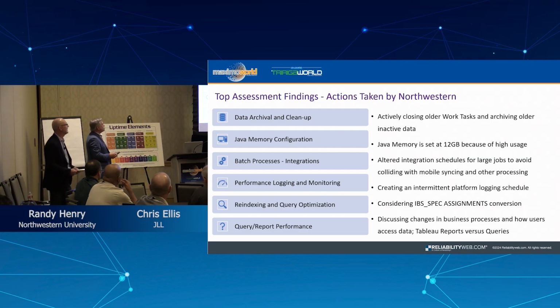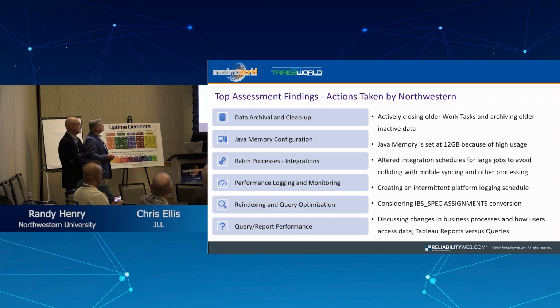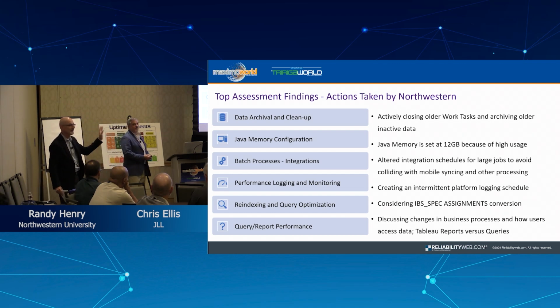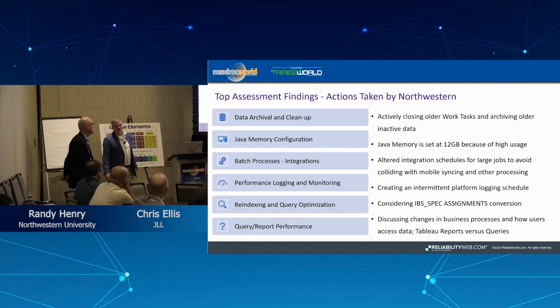Well, the first one is something that we did take to heart, and we worked with the stakeholders, and they did start closing a lot of the older work tasks or completed work tasks, and archiving some older data, which they just didn't need on a daily basis. The Java memory setting, I think what you had said it was optimized between 6 and 8 gigs. We found just because of our high usage that we had to kick it up to 12.